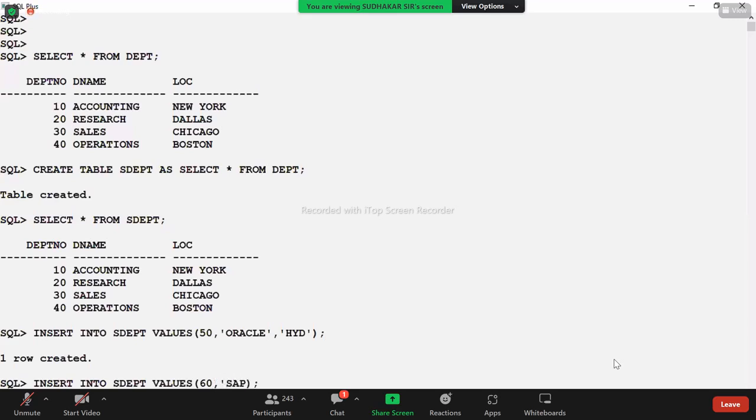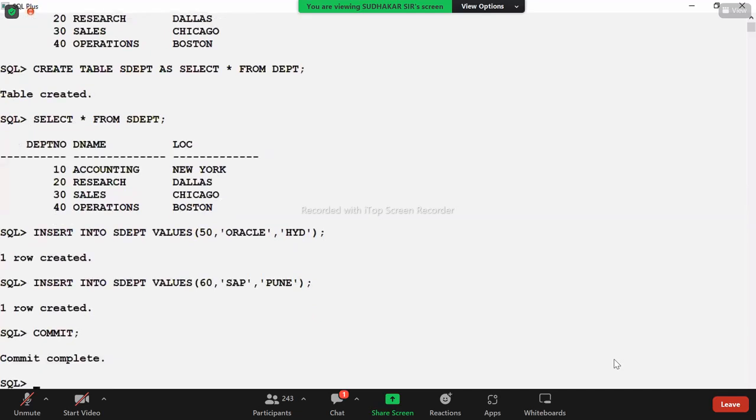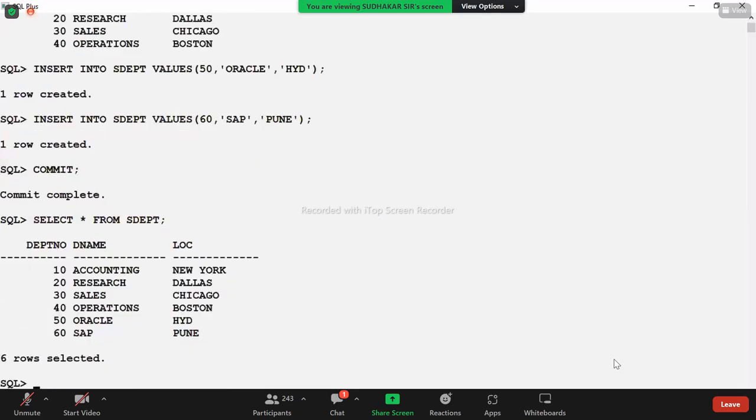60 SAP, okay, Pune. Okay, then after that I just committed. After committing, let me come out and see SDPT. Yes, this is the SDPT table.